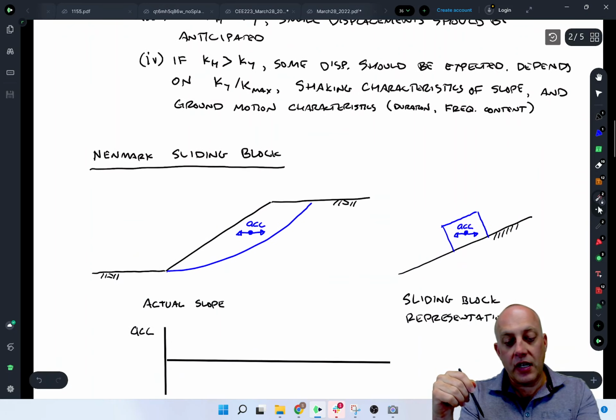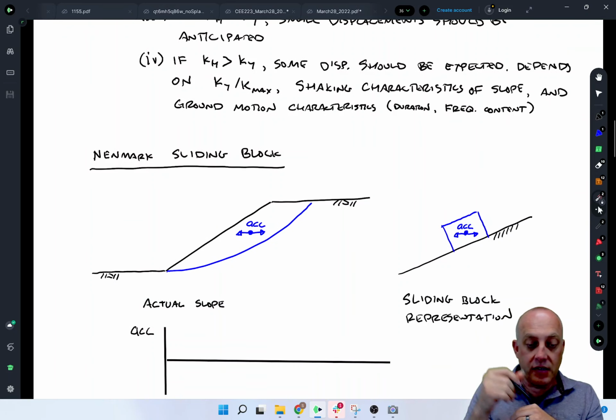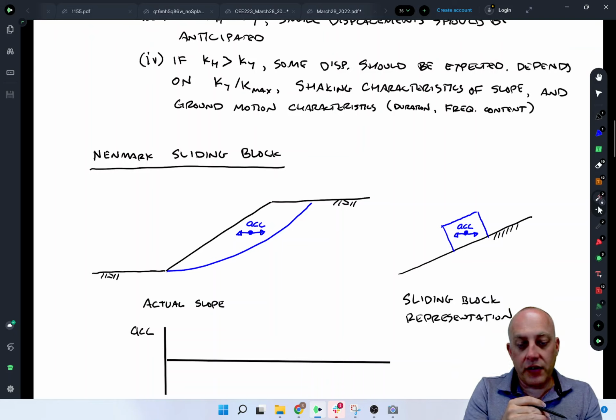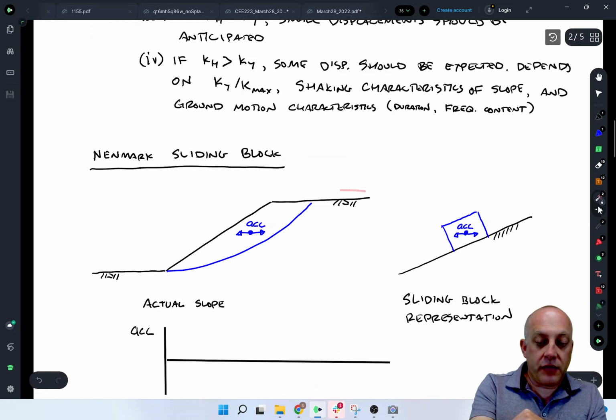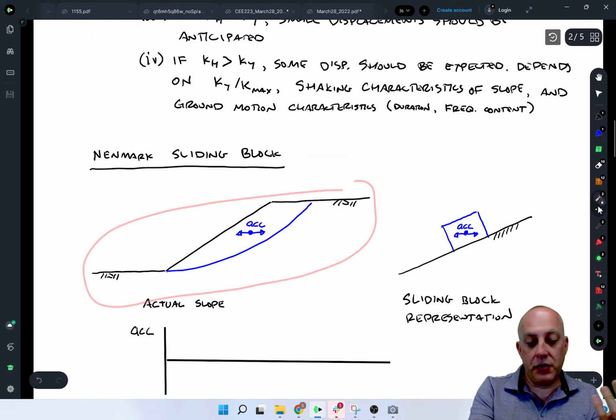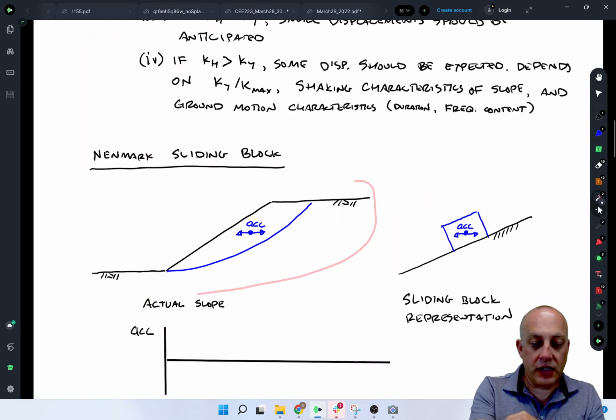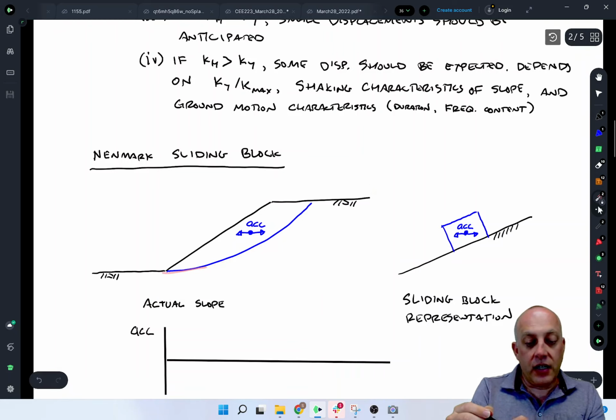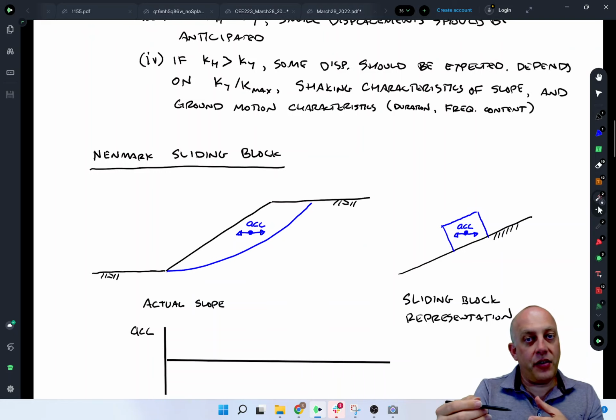All right, so the Newmark sliding block method is a simplified representation of a compliant slope body. So here we have the real slope. Maybe it's actually 3D, right? This is a 2D slice through it, and you have some acceleration going on here and a sliding mass right there. We're not going to analyze that entire thing when we do a Newmark sliding block analysis.